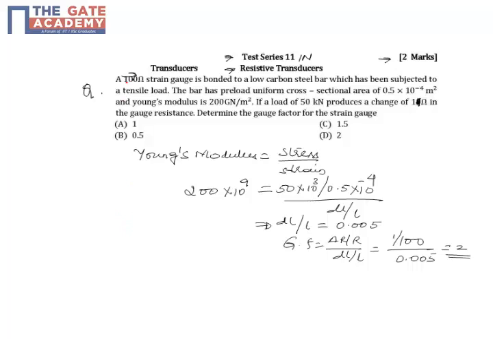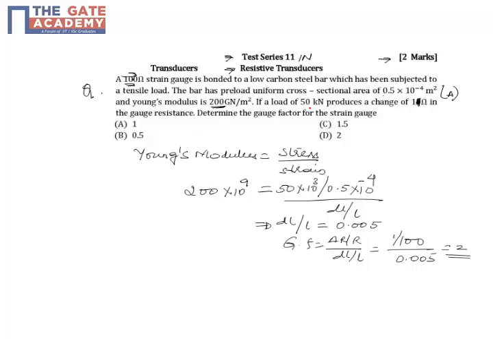A 100 ohm strain gauge. So the strain gauge has a nominal resistance of 100 ohms and is bonded to a low carbon steel bar which has been subjected to a tensile load. The steel bar has a uniform cross-sectional area of 0.5 into 10 to the power minus 4 meter square, and a Young's modulus of 200 giganewton per meter square.